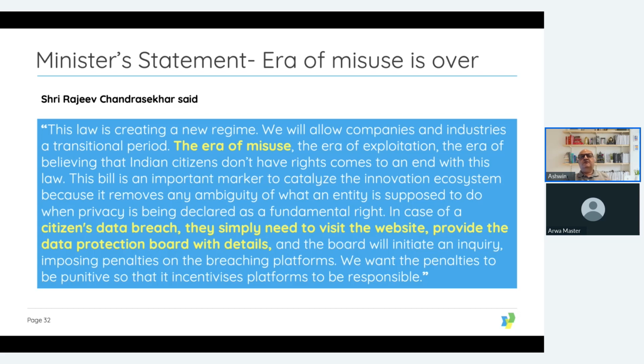There's another important statement by the minister, on the era of misuse of data: selling, buying, and misuse of data. We all get calls in India from housing finance companies, personal loans, auto loans, and several other calls. It says the era of data misuse is over. That's what the minister says. And in case of a data breach, citizens simply need to visit the website and provide the Data Protection Board with details, and the board will initiate an inquiry against the data fiduciary or the platform, whatever the case may be. This is a statement, it's not my interpretation, it is what the minister said.